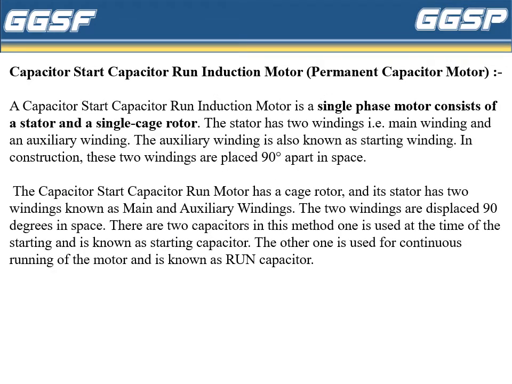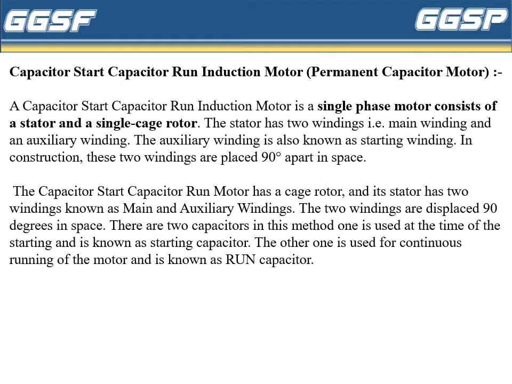Capacitor start capacitor run induction motor, which is also known as permanent capacitor motor. A capacitor start capacitor run induction motor is a single phase motor consisting of a stator and a single cage rotor. The stator has two windings, that is main winding and auxiliary winding. The auxiliary winding is also known as the starting winding. In the construction, these two windings are placed 90 degrees apart in space.